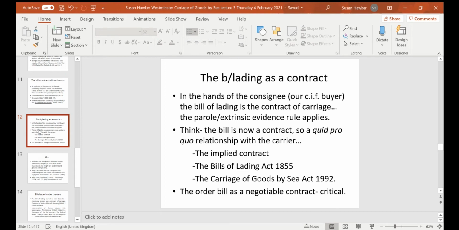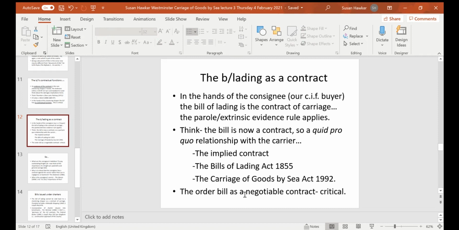That is general average. And the order bill is a negotiable contract. Critical, as I've said, the lawful holder can on-sell it as a contract. So he can on-sell the goods represented by the bill of lading. He can on-sell them CIF. The risk in the goods passes to his new buyer.